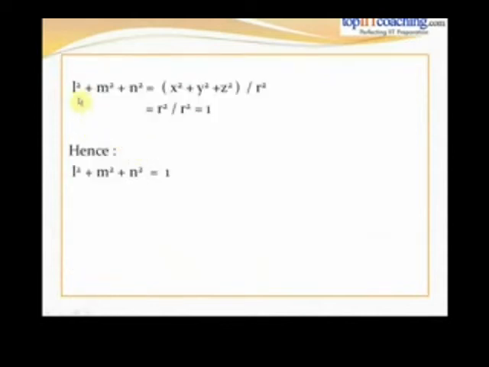Thus, if we add all these terms, l square plus m square plus n square, then that would be equal to x square plus y square plus z square divided by r square. But we also know that x square plus y square plus z square is nothing but equal to r square. So r square by r square is equal to 1, and thus we can say that l square plus m square plus n square is equal to 1. Thus the sum of the squares of the direction cosines is equal to 1.